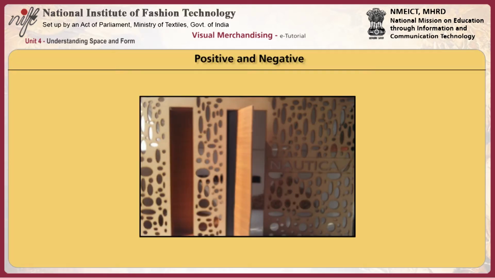You can see this through a few examples. Here you can see that the negatives have been made a positive by utilizing them as a backdrop mural for the window. So in this you see that whatever element has been taken out from the window has been used as a backdrop mural in the window.